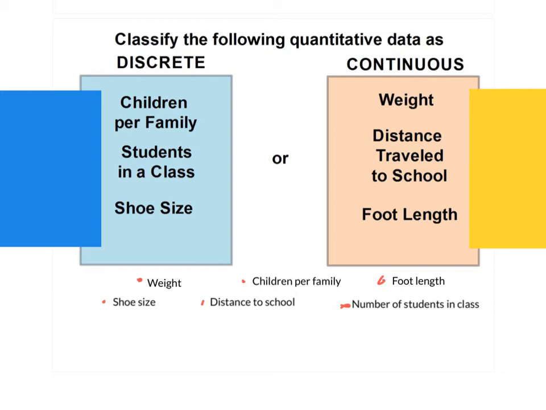Shoe size, even though you can have like a size 9 and a size 9.5, we don't have like 9.1, 9.2. So that's still considered discrete, even though we are having to put like 9.5 as a value. Continuous is weight. Again, you can have all different decimals of weight. The distance traveled to school can be in decimals, and then foot length, that's in decimals too.